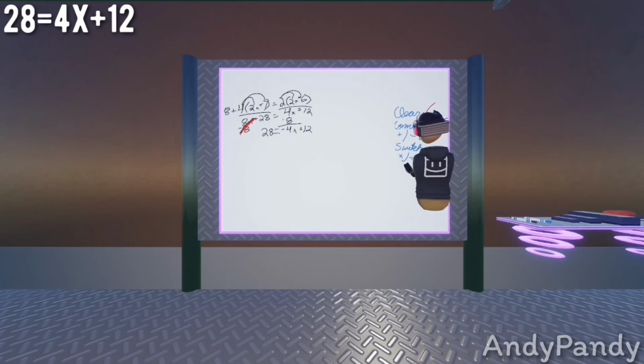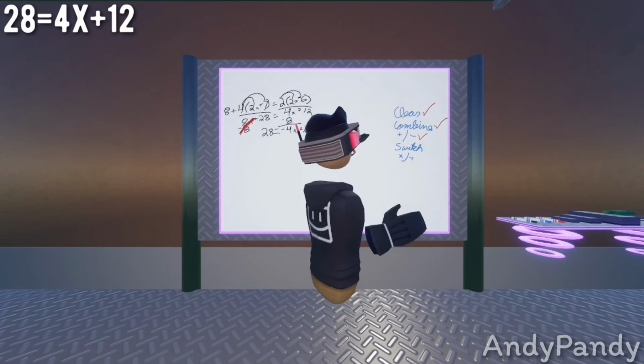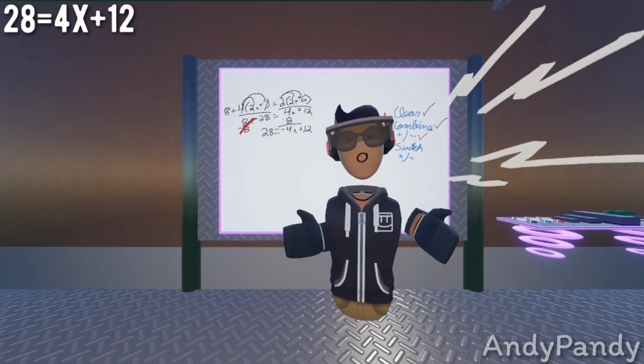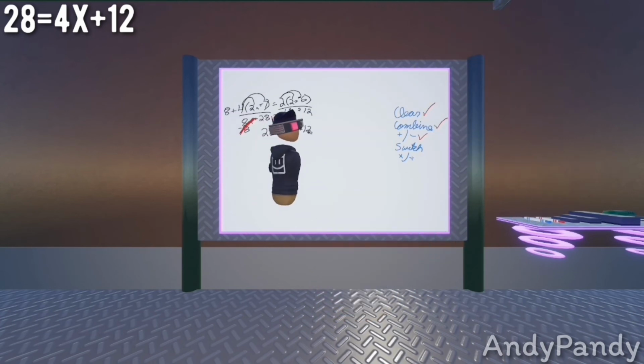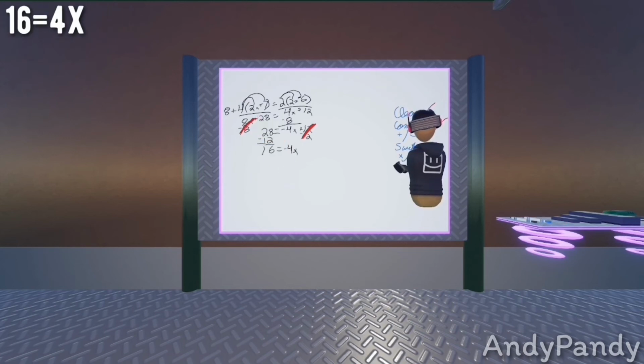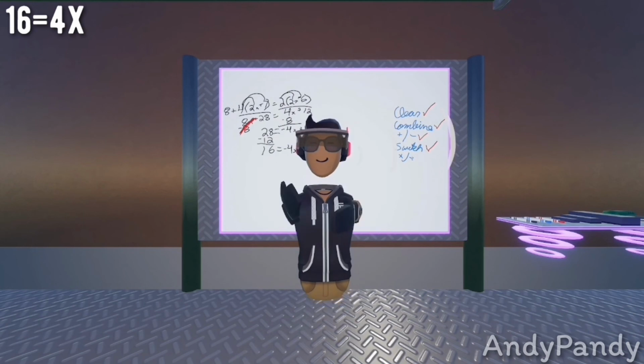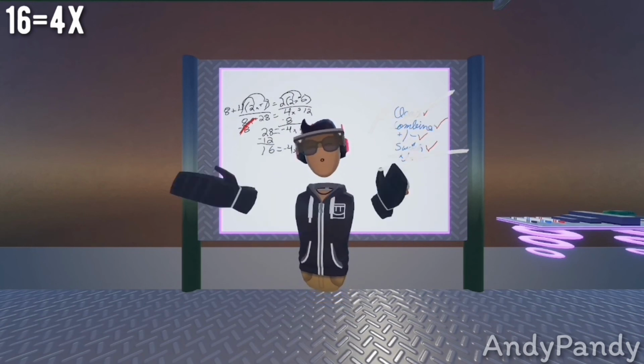Step 3 done. Fourth step is to add and subtract the constant terms to get them on the other side of the equal sign. 28 and 12 are constant terms. Minus 12. Gonna cross that out. 28 minus 12 on this side. It equals 16. And then we bring the -4x down. Fourth step done. The fifth and final step is to multiply or divide to isolate the variable.